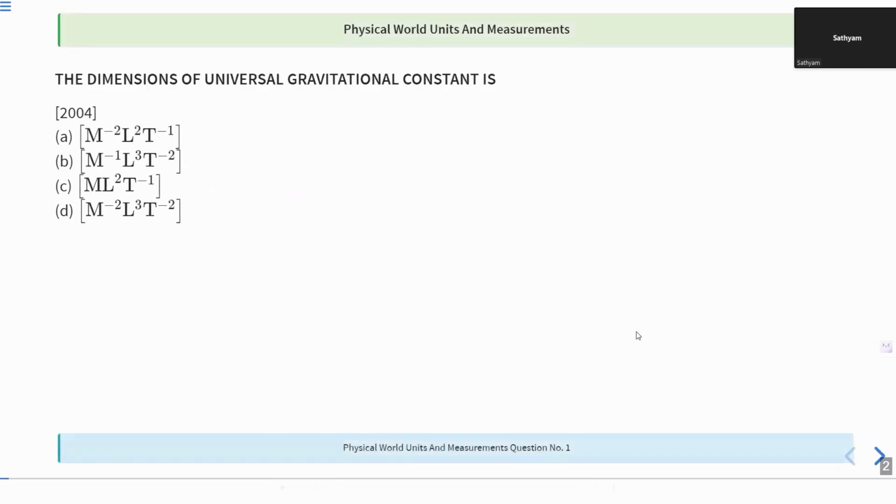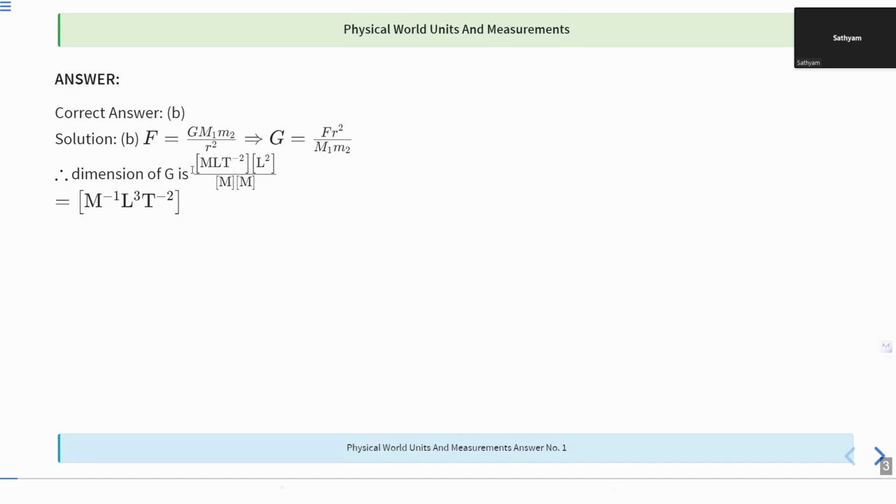So we have our first question. This is basically about the dimensions of the universal gravitational constant. So what are the dimensions of the universal gravitational constant? Now, to look at the solution, let's check. You know what the universal gravitational constant is, right?